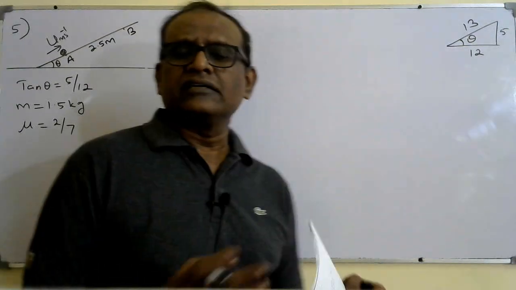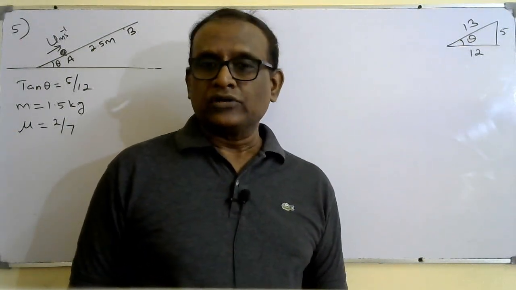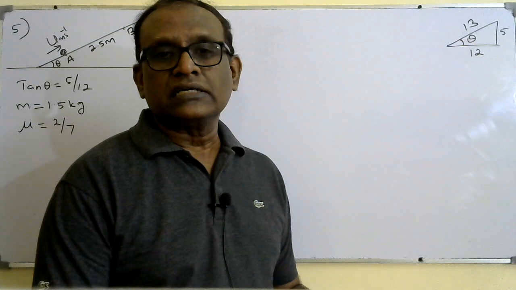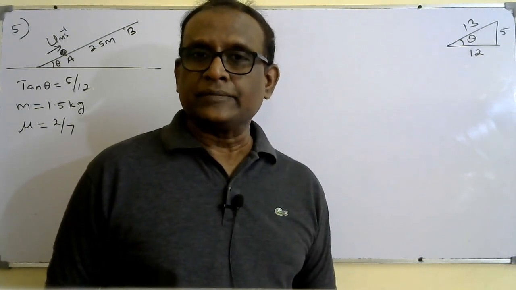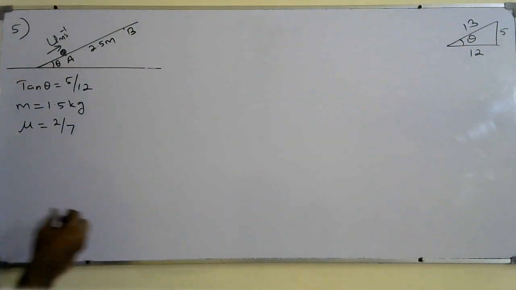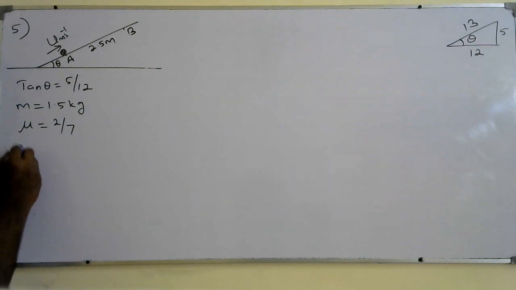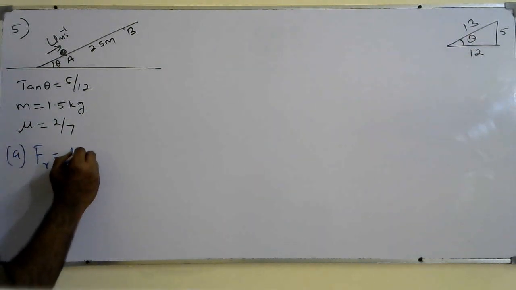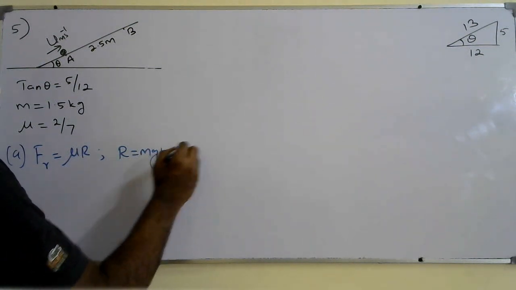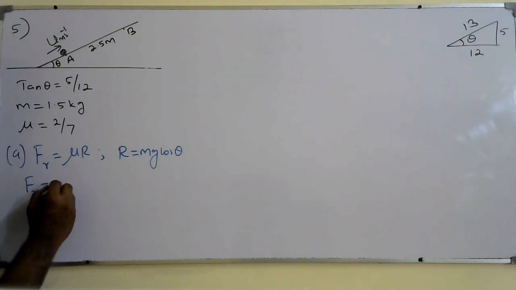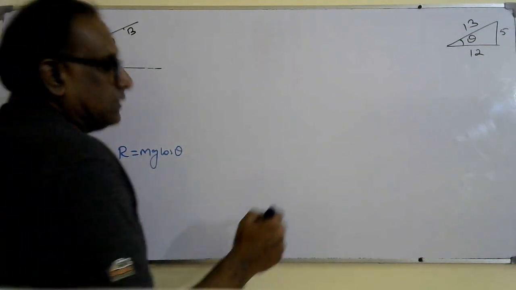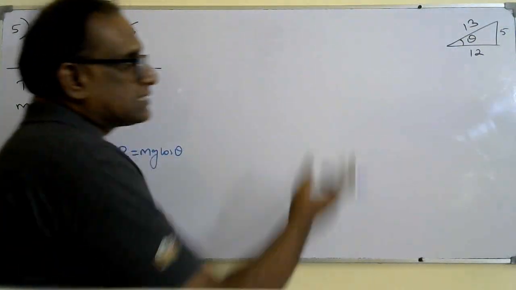So you need to find the friction, F equal mu R, R equal mg cos theta, just as I explained, because it's a limiting friction. Then use work done against friction, which means friction times the distance moved opposite to the direction of friction. So in part A, we'll find the friction force: F is equal to mu R, R is equal to mg cos theta. So F is equal to mu mg cos theta, right? We know tan theta, so from that we can find sin and cos theta.